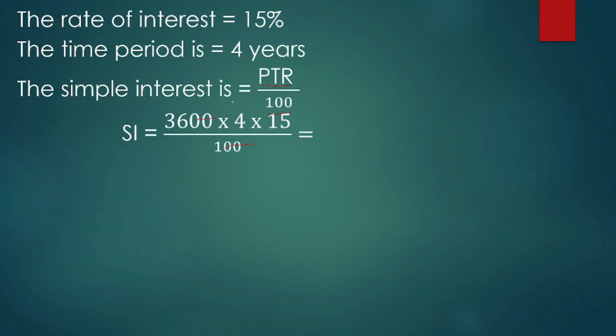15 fours are 60. So 0 for 0 here. And 6 threes are 18... 36, so 3 here. 6 threes are 18 plus 3 becomes 21. So 2,160 rupees is the simple interest.